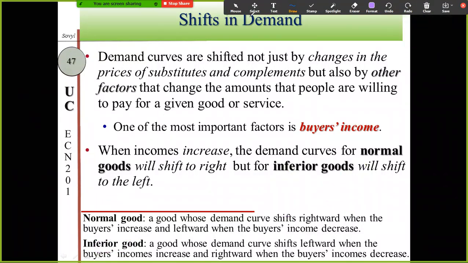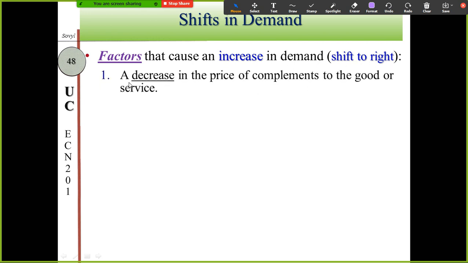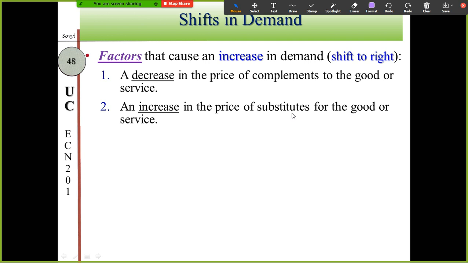Okay. I always say the factors that make the demand curve change. That means this is change in demand, not change in quantity demanded. Remember that one? Those factors are factors that make an increase in demand, that make the demand curve move to the right hand side: a decrease in the price of complement goods, and an increase in the price of substitute goods.